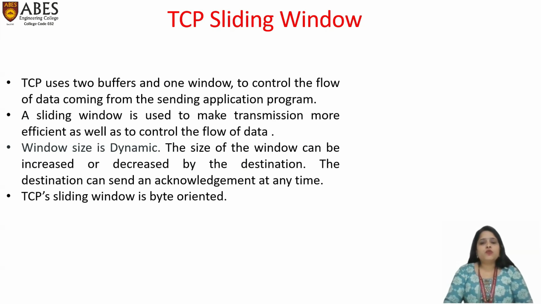A sliding window is used to make transmission more efficient as well as to control the flow of data. Here we use a window that is dynamic in nature. It means we can increase or decrease the size of the window at the time of data transmission between the client side and the server side. Here we use the TCP protocol. We know that TCP is a byte oriented protocol, so the TCP sliding window is also byte oriented in nature. It means it processes the segments at the byte level one by one, right?